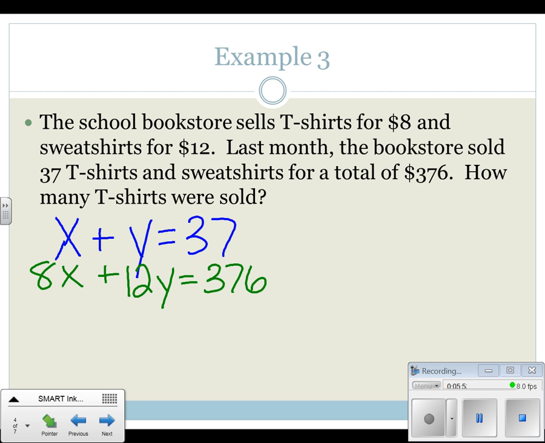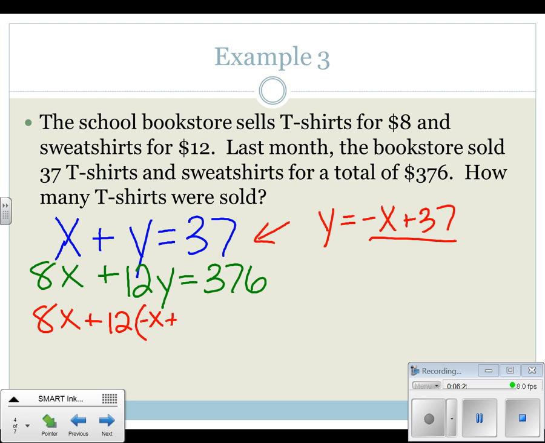Now, when you're using substitution, you want to look at which equation makes it really easy to get a variable alone. I think this one right here. I'm going to get the y alone. So y equals the opposite of x plus 37. And so I'm going to come down to the second equation, and I'm going to replace y with this.